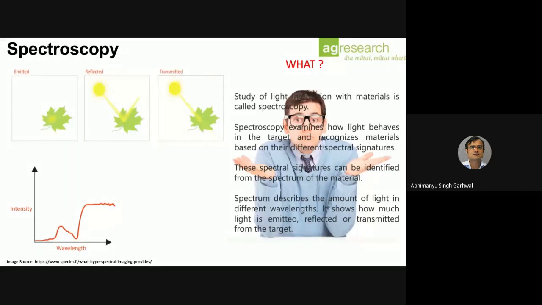A spectral signature can be identified from the spectrum of the material, and the spectrum describes the amount of light at different wavelengths. It shows how much light is emitted, reflected, or transmitted from the target. From this graph, you can see the different intensity at different wavelengths. Suppose here is high, here is low. That's the intensity versus wavelength.